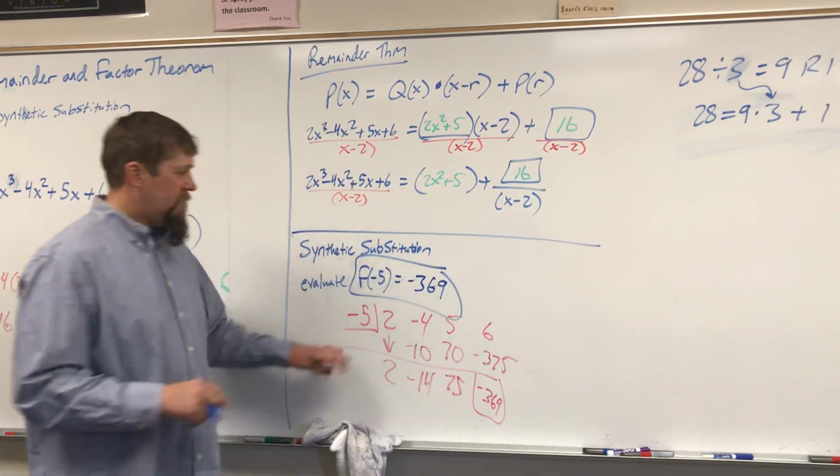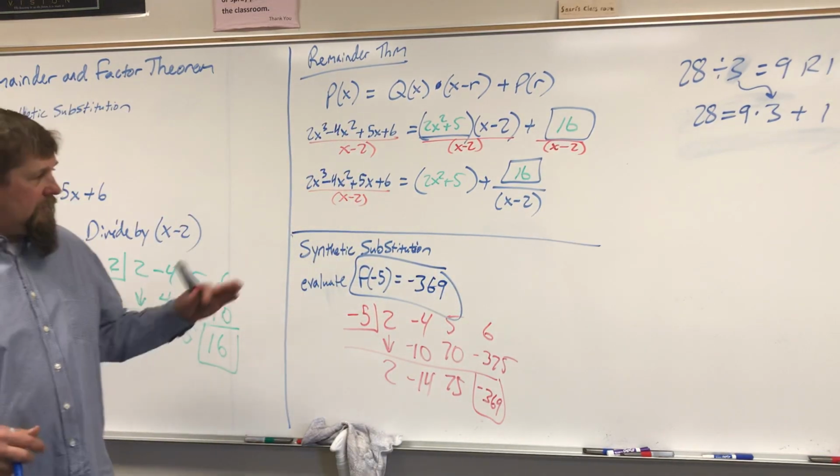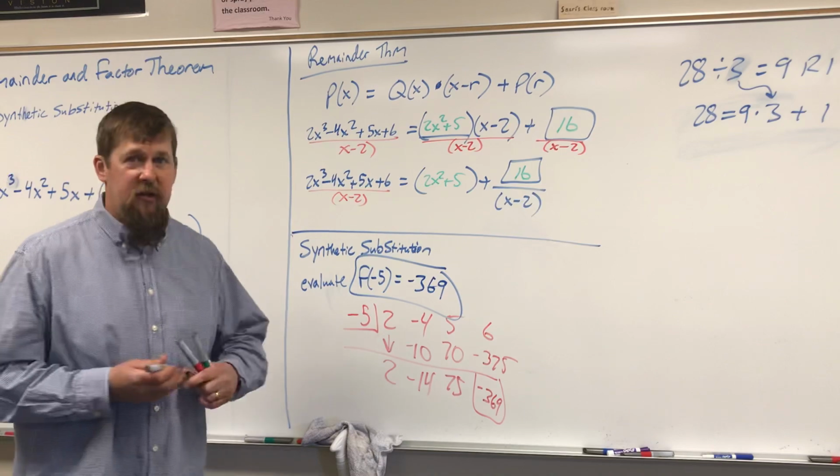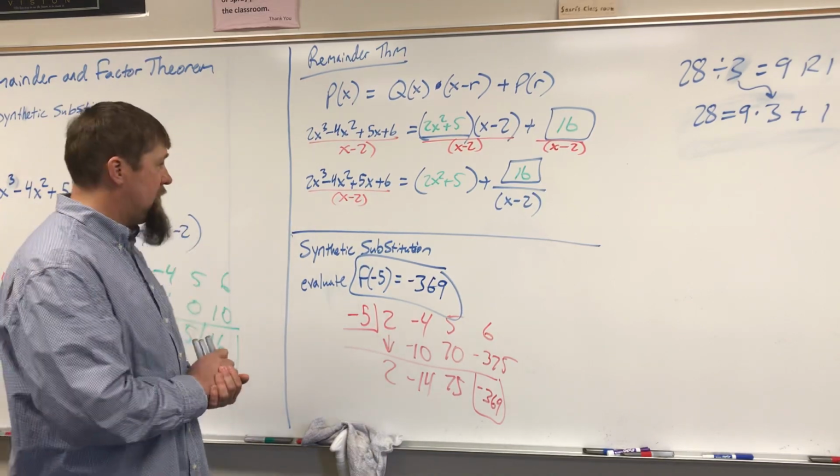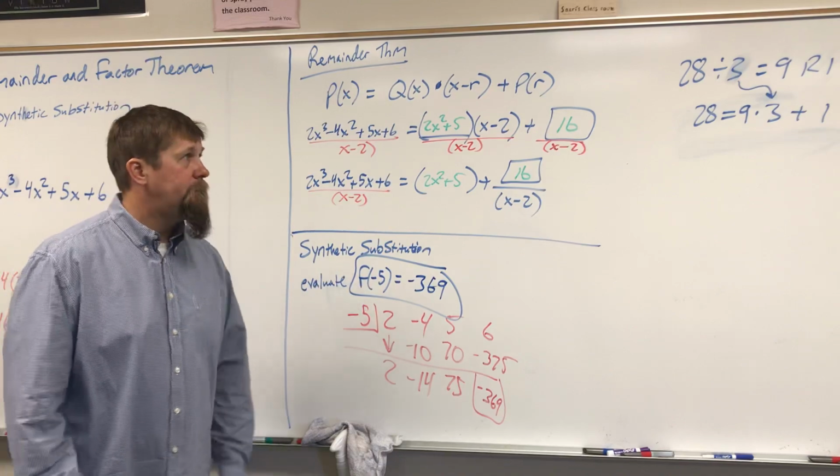So to evaluate at negative 5, I could use synthetic substitution instead, and my answer is negative 369. There I am, using this. Now, it's the same thing as synthetic division. You're just using substitution to find out what it equals.